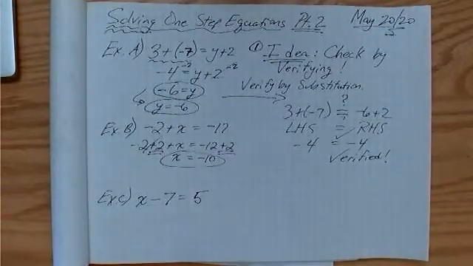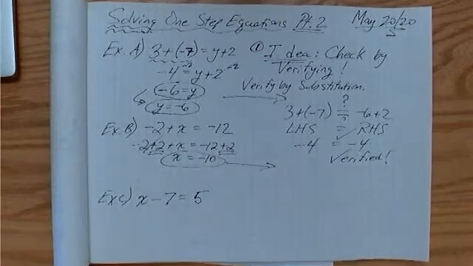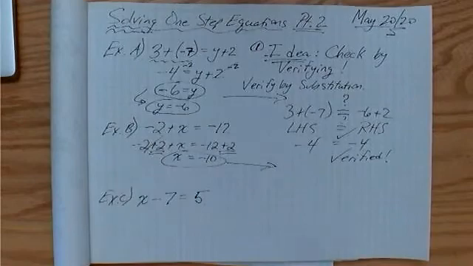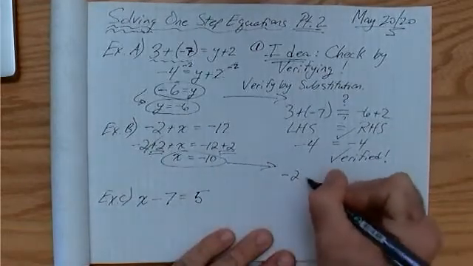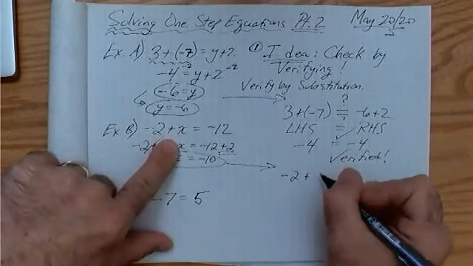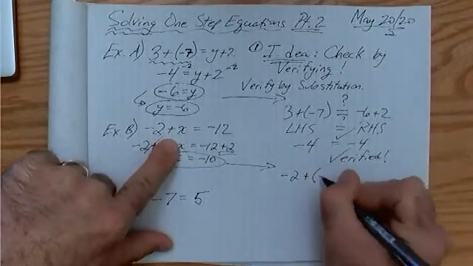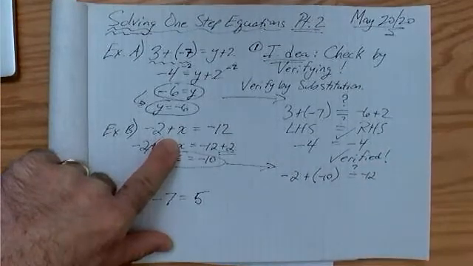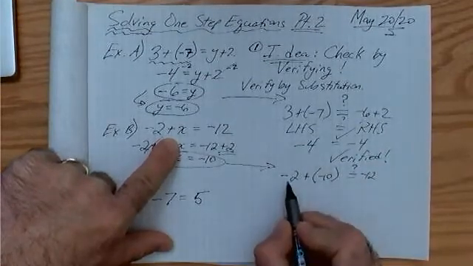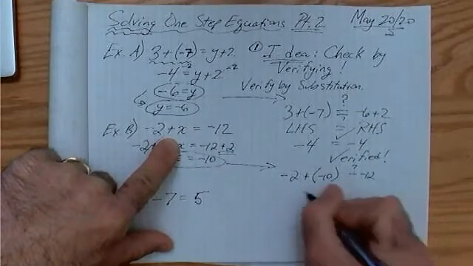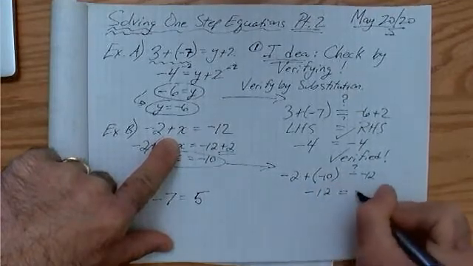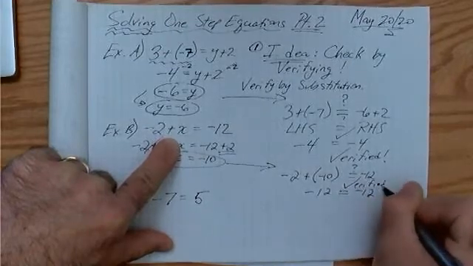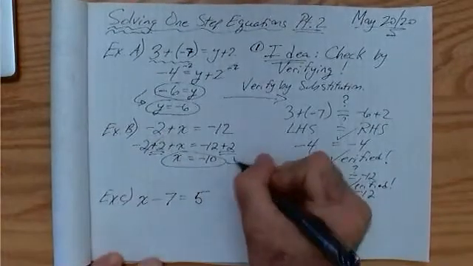So I'm going to verify that solution. I'm going to see, is this the solution to this equation? The way we'll do that is we will take the original one, and instead of x, I'm going to write negative 10 in here. I'm going to ask myself, will that equal negative 12 when I work it out? Well, if I started with negative 2 and I added on 10 more negatives, that would give me negative 12. And sure enough, that does equal the right-hand side. So it is verified, and we know our solution is correct.